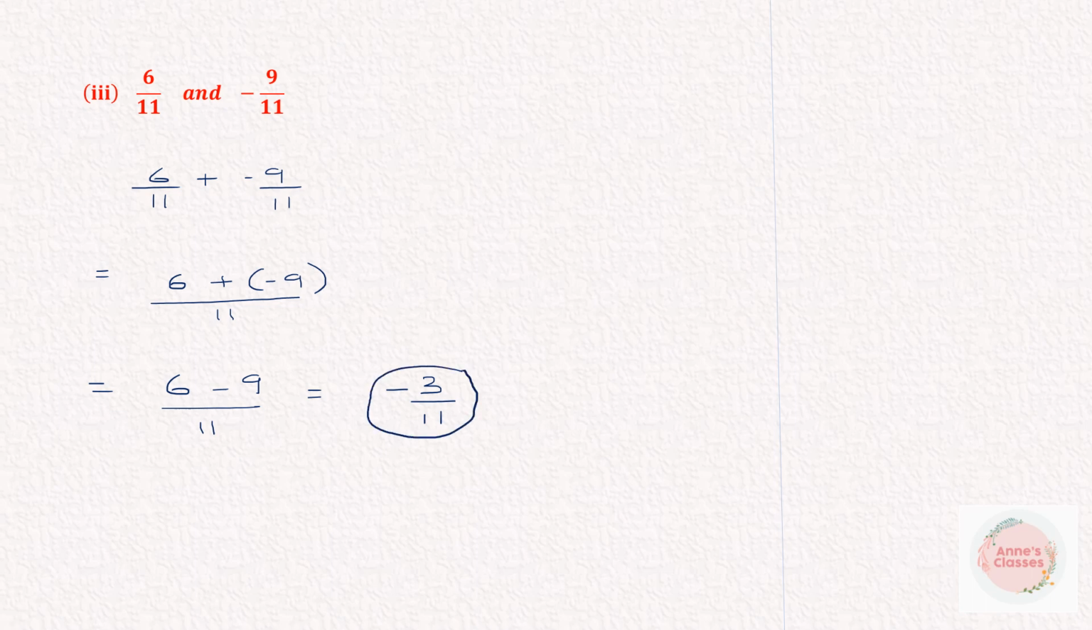Question 4. 5 by minus 26 and 8 by 39 we have to add. Now whenever you have the denominator as negative, change that minus sign to the numerator.